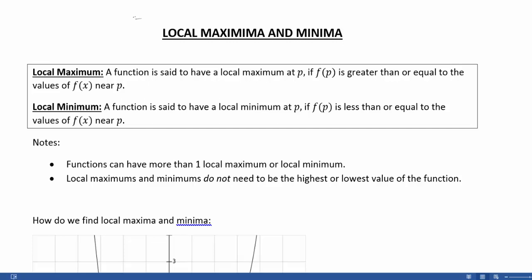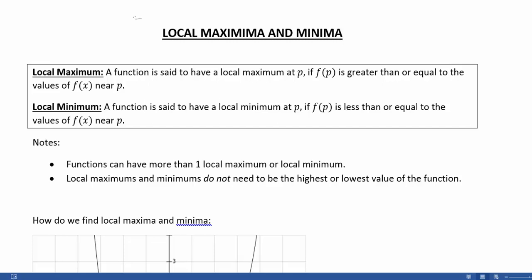A function is said to have a local minimum at P if f of P is less than or equal to the values of f of x near P. So again, try to envision what that might look like. You have a point that's the lowest point in a small area. Now, near P is the condition of these two definitions that make these local maximums and minimums.